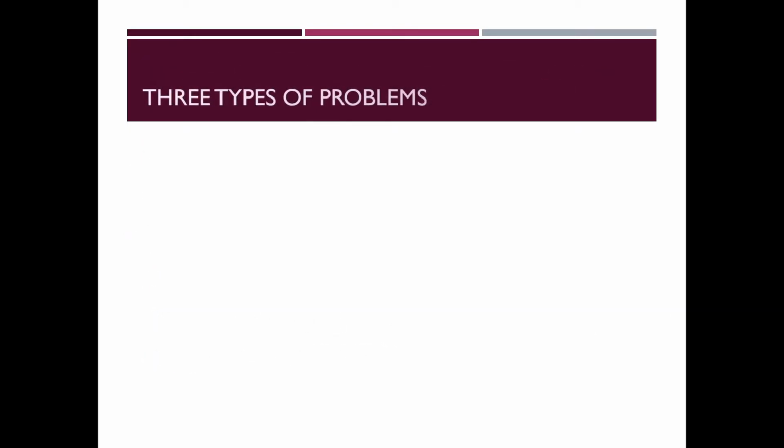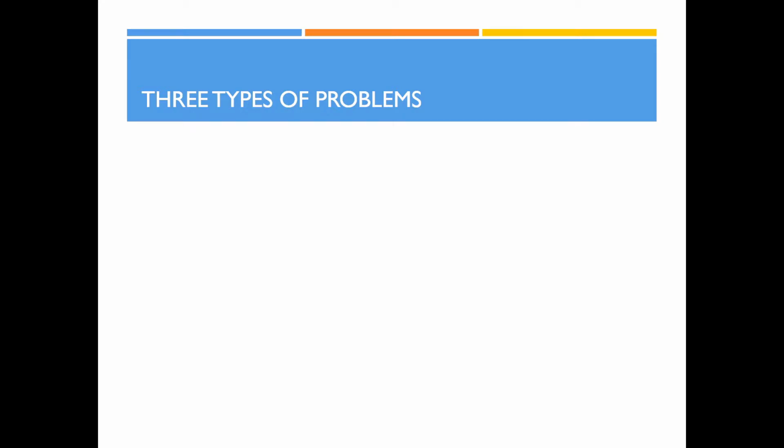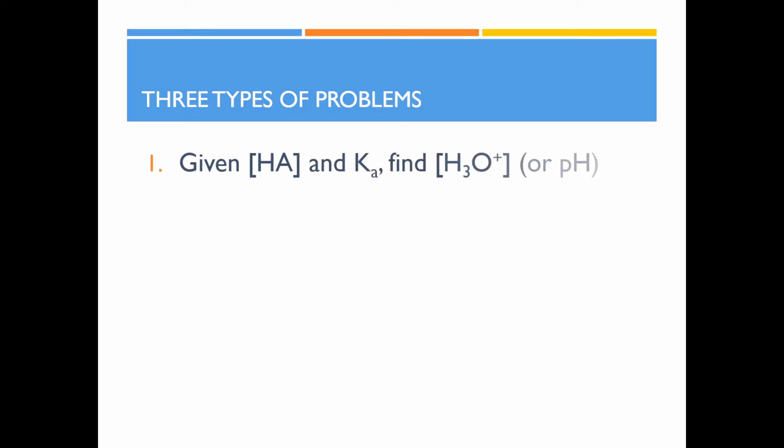Now, Ka calculations fall into three types of problems. The first of which, I think the most straightforward one, is that if you're given the concentration of the weak acid and you have its Ka, you can then find the concentration of H3O+, and by extension, pH. Because if you remember, pH is based on the concentration of H3O+.